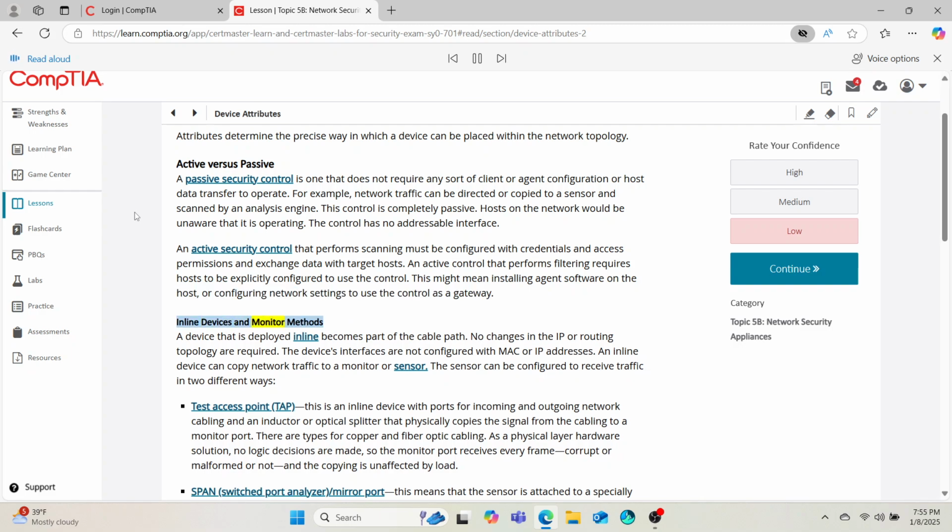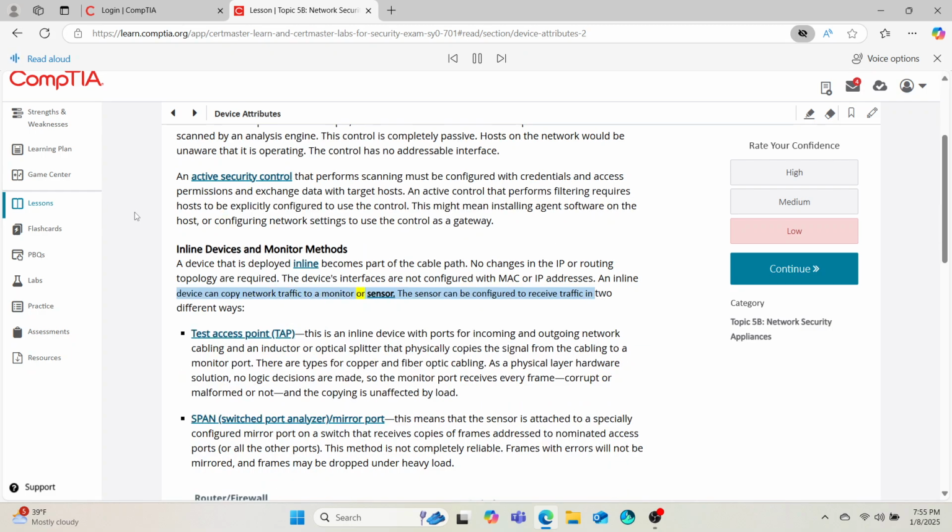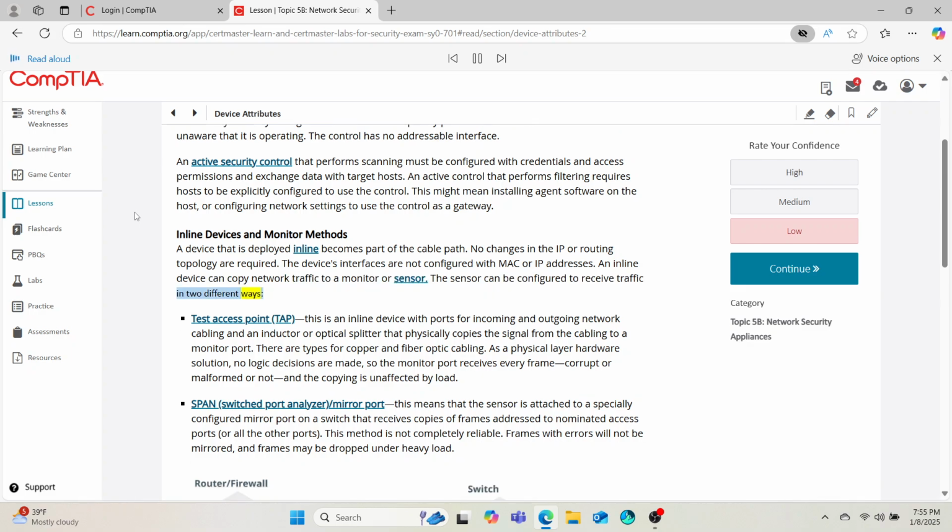Inline devices and monitor methods. A device that is deployed inline becomes part of the cable path. No changes in the IP or routing topology are required. The device's interfaces are not configured with MAC or IP addresses. An inline device can copy network traffic to a monitor or sensor. The sensor can be configured to receive traffic in two different ways.